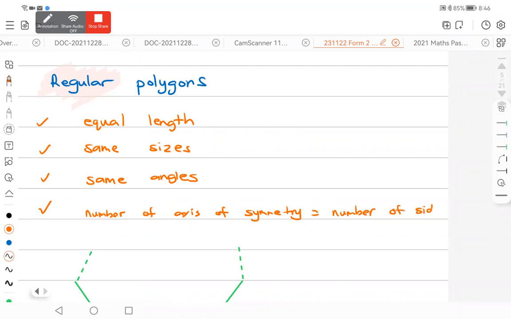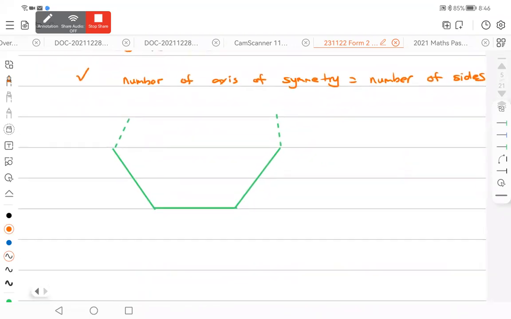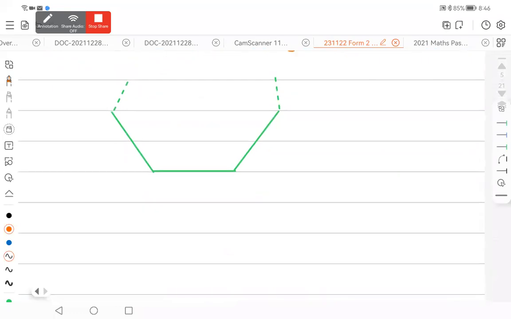Now I have an example here. I have drawn 3 lines and dotted lines there. So can I say this is a regular hexagon? Do you think this is a regular hexagon? No. Why do you say so? Incomplete, I see, because it's an incomplete polygon, with the dotted lines.